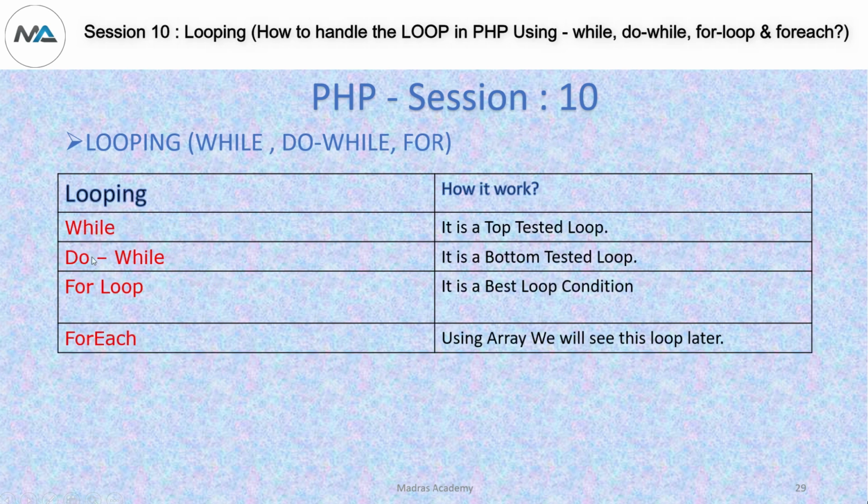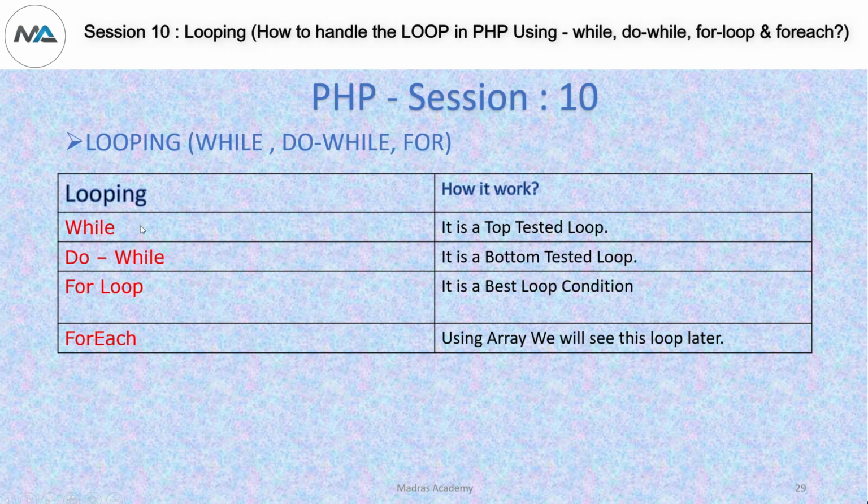Here, while loop is a top tested loop, do while is a bottom tested loop, and for loop is the best loop condition. Why are we calling it the best loop condition? In the practical session we will see that. And one more loop we have is for each. We need to write the code using an array only. Why we use for each, and what is the difference between for loop and for each, I will explain practically later.